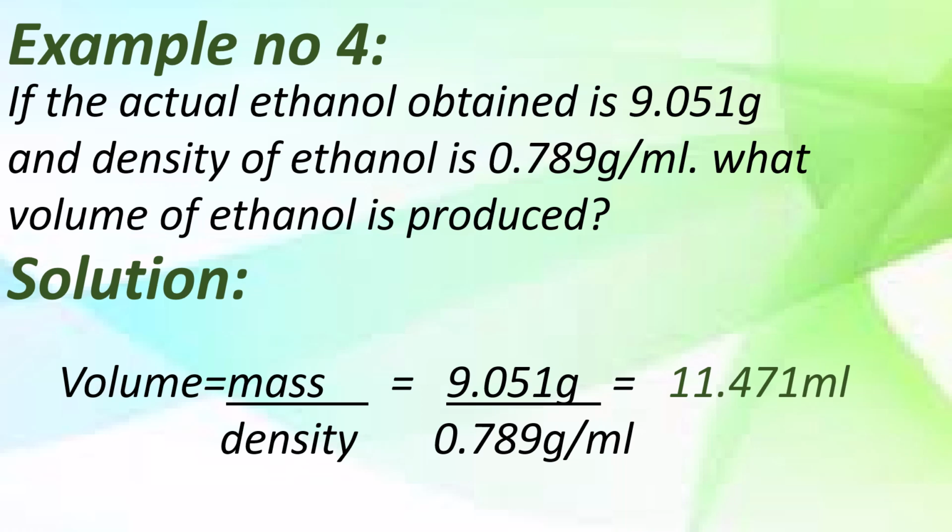Example number 4. If the actual ethanol obtained is 9.051 gram and the density of ethanol is 0.789 gram per ml, what volume of ethanol is produced? We have the amount of ethanol produced and the density of ethanol. Now we will apply the formula. Density is equal to mass over volume, so volume is equal to mass over density. We will write mass 9.051 gram divided by density 0.789 gram per ml. After solving, volume is calculated to be 11.471 ml.